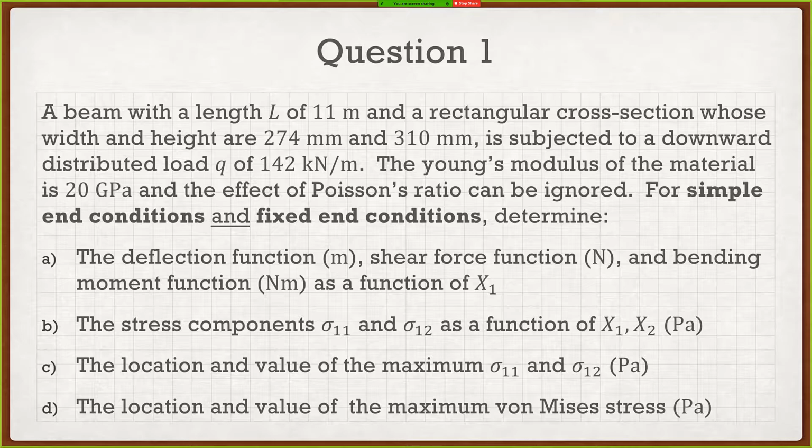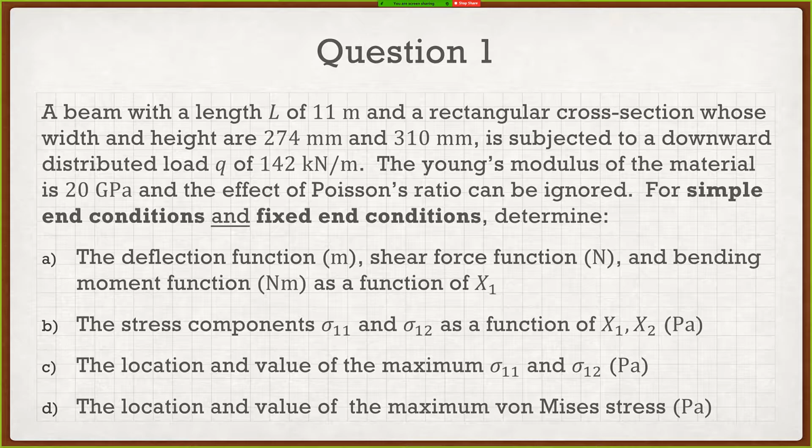Part C says the location and value of maximum sigma 1,1 and sigma 1,2, and we're going to talk about that. That'll be nice and easy. And part D wraps up with the location and value of the maximum von Mises stress. So von Mises stress, you guys have seen a lot before. That won't be a problem.